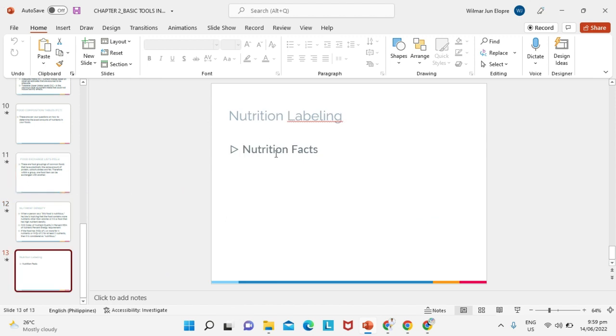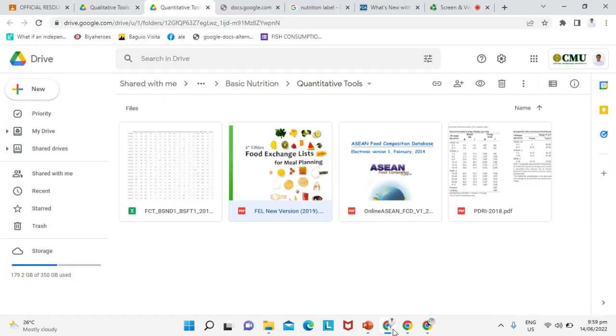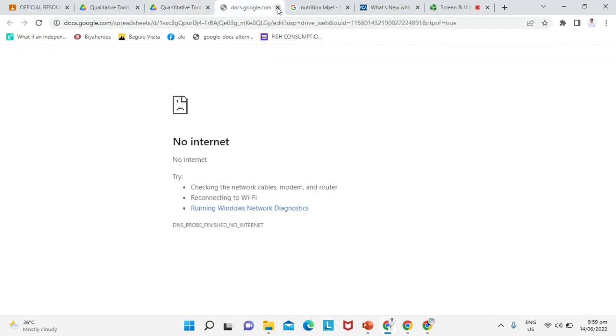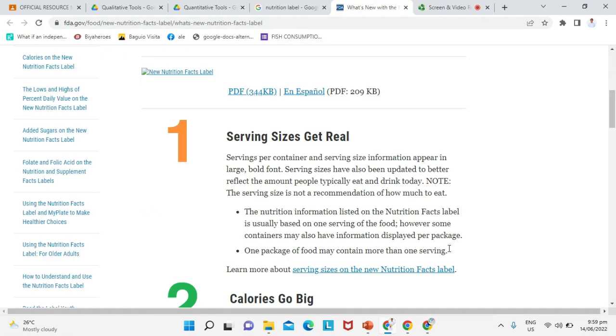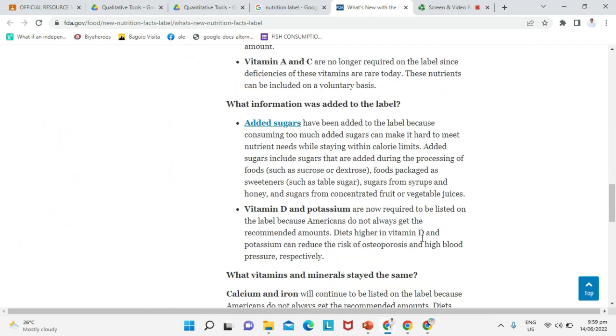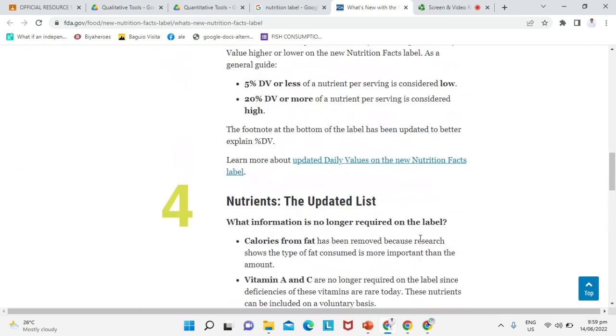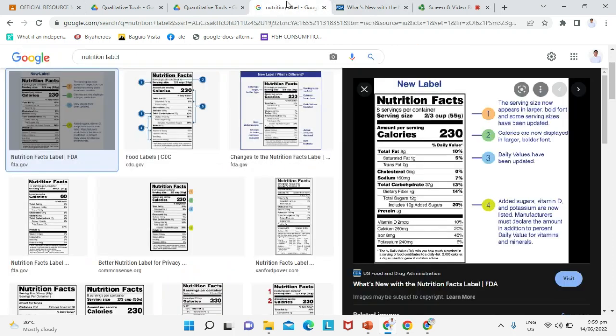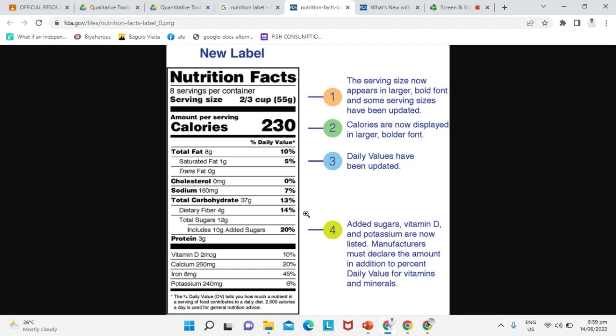Next is the last in the quantitative tools, which is the nutrition facts. So, we use the USFDA nga mga illustrations, kay very clear. Okay. So, mao ni actually ang new format sa nutrition facts.